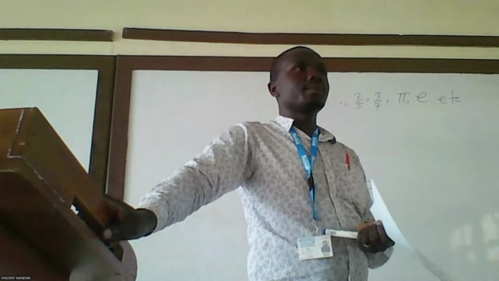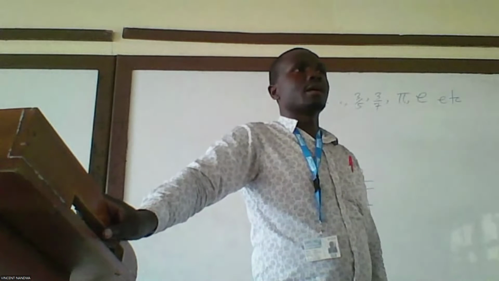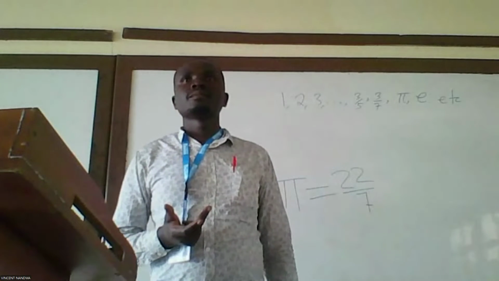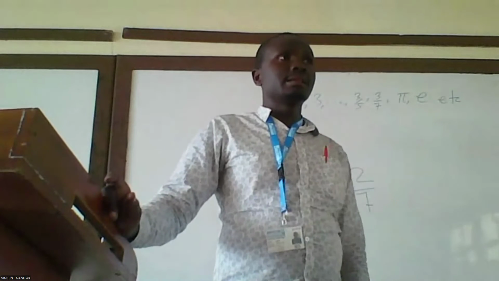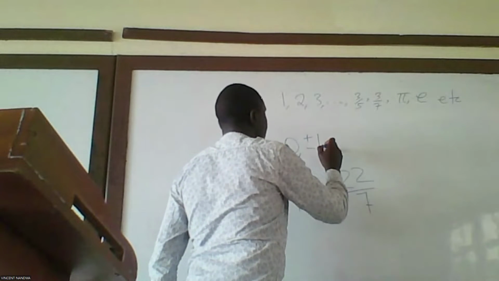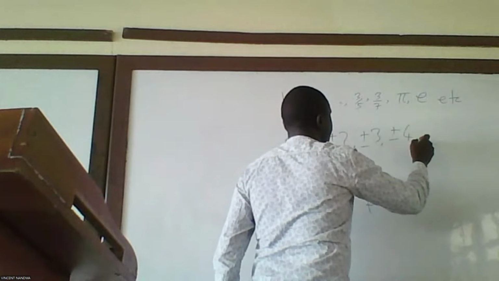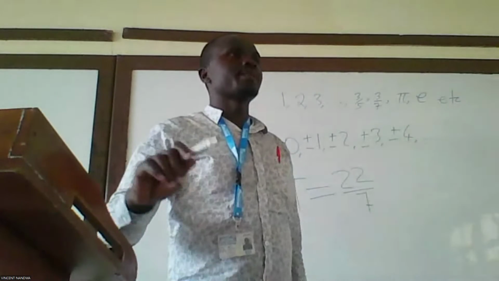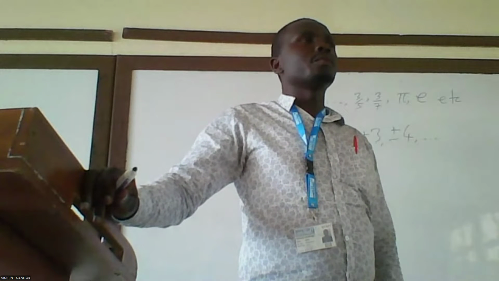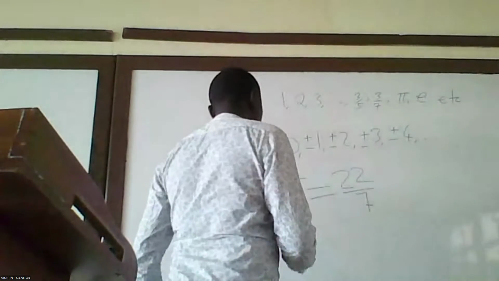Anyone who has done discrete math? Yes. So Irene should be able to tell us. We have natural numbers, whole numbers, followed by integers. So integers are 0, plus or minus 1, plus or minus 2, plus or minus 3, plus or minus 4, etc. These are what we call integers. Then any other set of numbers apart from integers, natural, whole numbers? Rational. So there's what we call rational numbers.